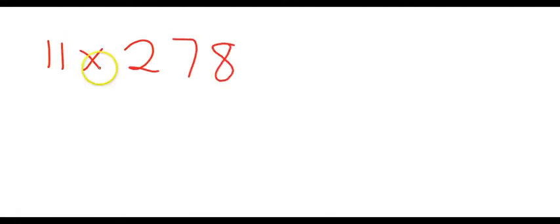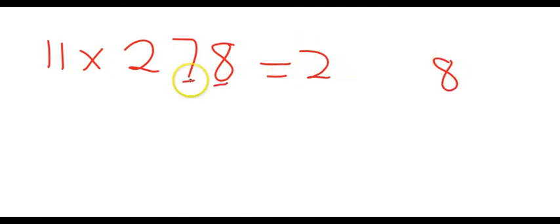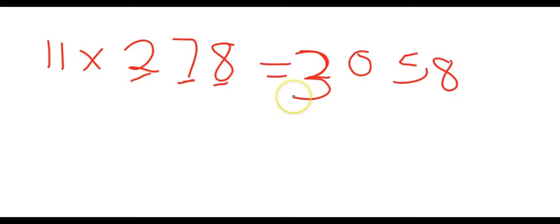This can work for bigger numbers. If I have 11 times 278, then I will still start with 2 and end with 8. But there's a trick here. If I add 7 and 8, it gives me 15. So I can put a 5 here. Then there will be a carry 1. So I have 7 plus 2, and that will give me 9. 9 plus 1 is 10. So I'll put 0, and the carry 1 goes here to give you the answer as 3,058 as the answer for 11 times 278.